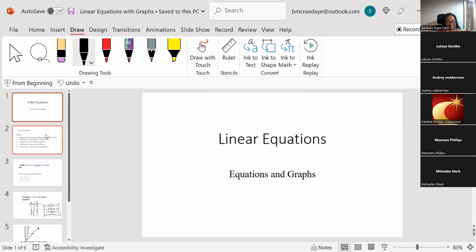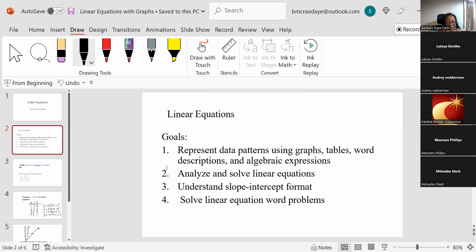L-I-N-E. Okay. So here are the goals for our linear equations. We want to be able to represent our data, whether we use graphs, tables, words, or algebraic expressions. We want to represent the data in those four different ways. So we'll look at tables, we'll look at actual words, we'll look at graphs, and we'll look at algebraic expressions.